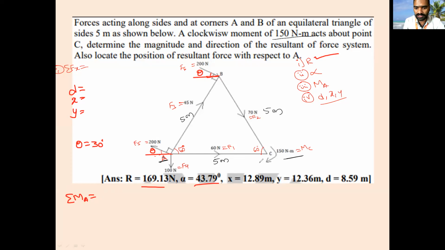So this is F1. The F1 force is 16 Newton. The line of action of the F1 force is passing through the given point A, correct? Is it producing any moment? No, it will not produce. Okay, F1 force is not producing.